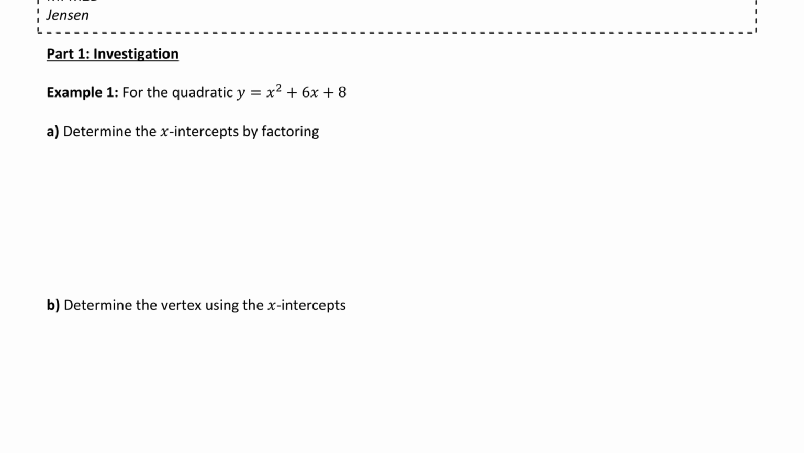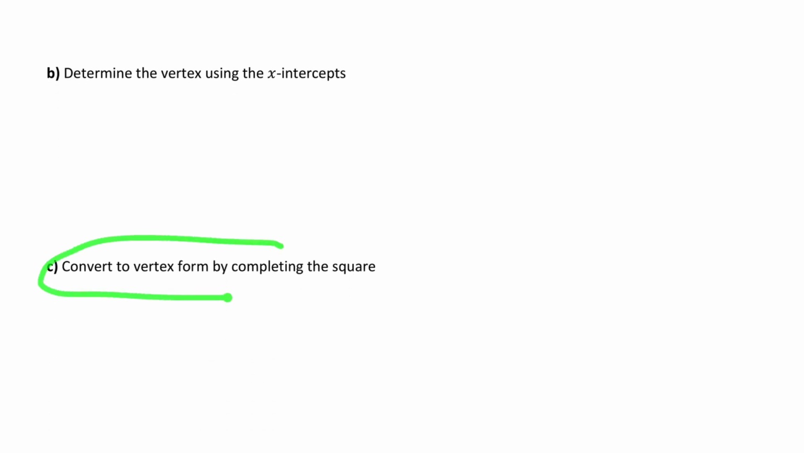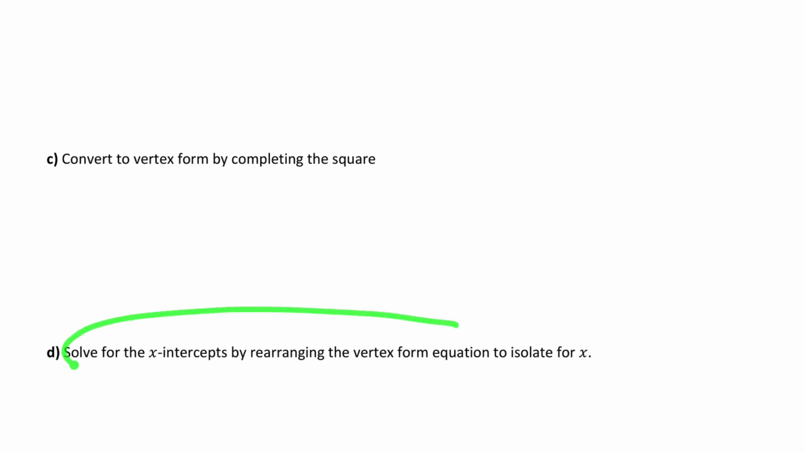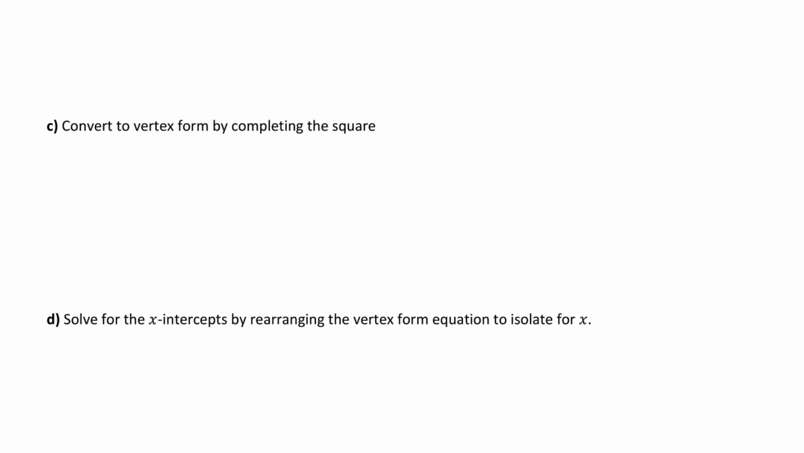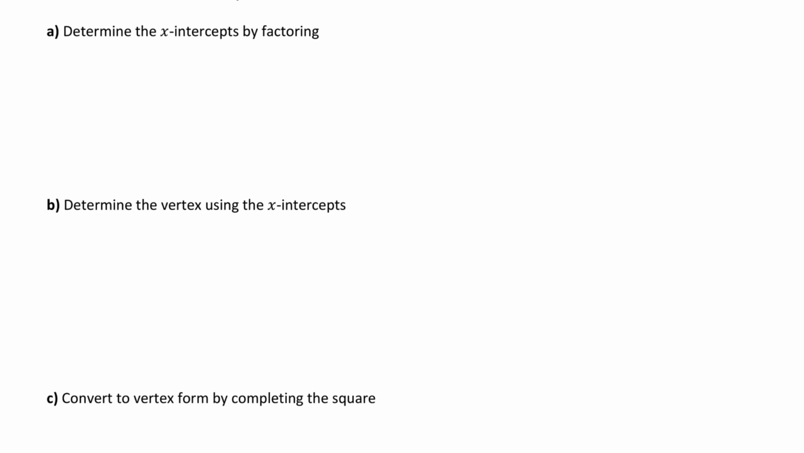We'll start by finding its x-intercepts, or zeros, using the method of factoring, which we learned in last lesson. But then I also want to introduce you to the new method, finding the zeros of the quadratic by completing the square. We'll do that by, in part C, converting the quadratic to vertex form by completing the square. And then in part D, rearranging the equation to isolate x to find the zeros, or the x-intercepts. So by the end of this investigation, you'll have another method for finding the zeros of a quadratic equation.